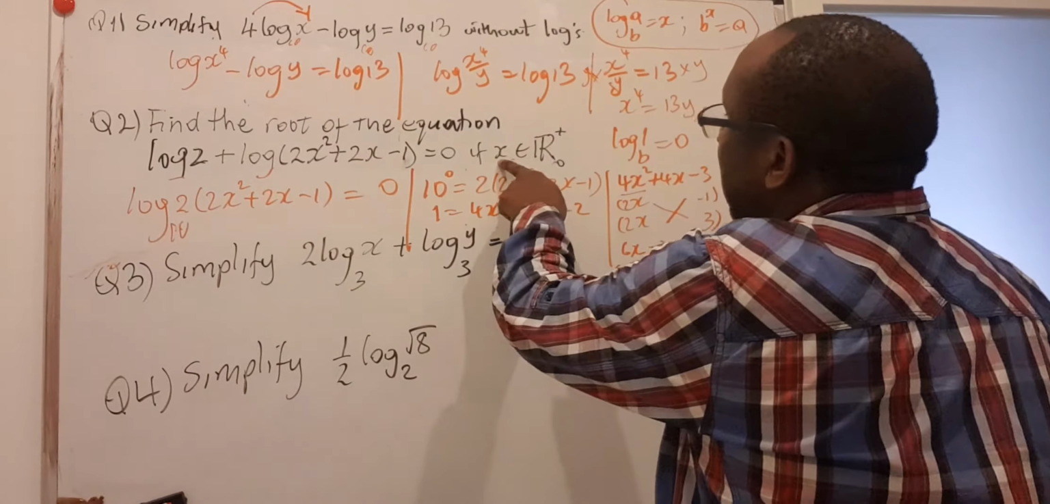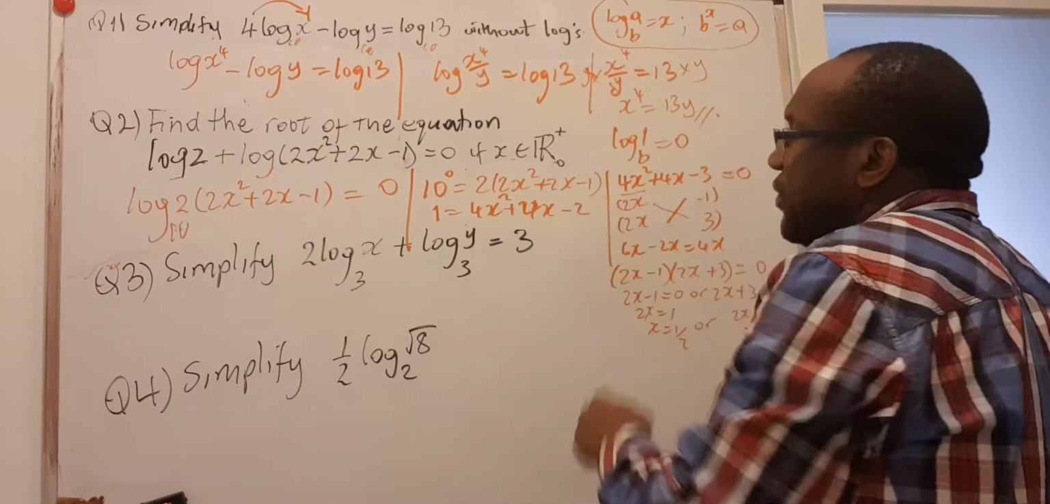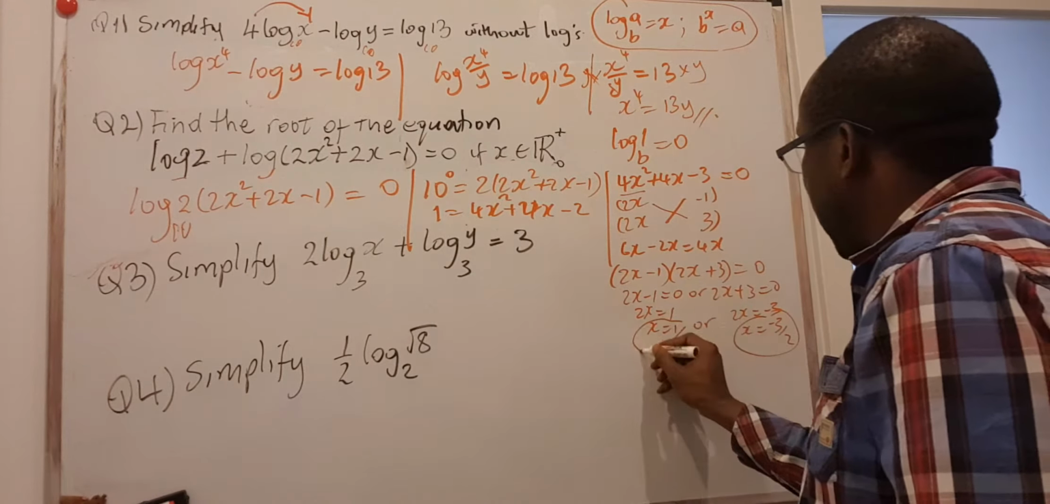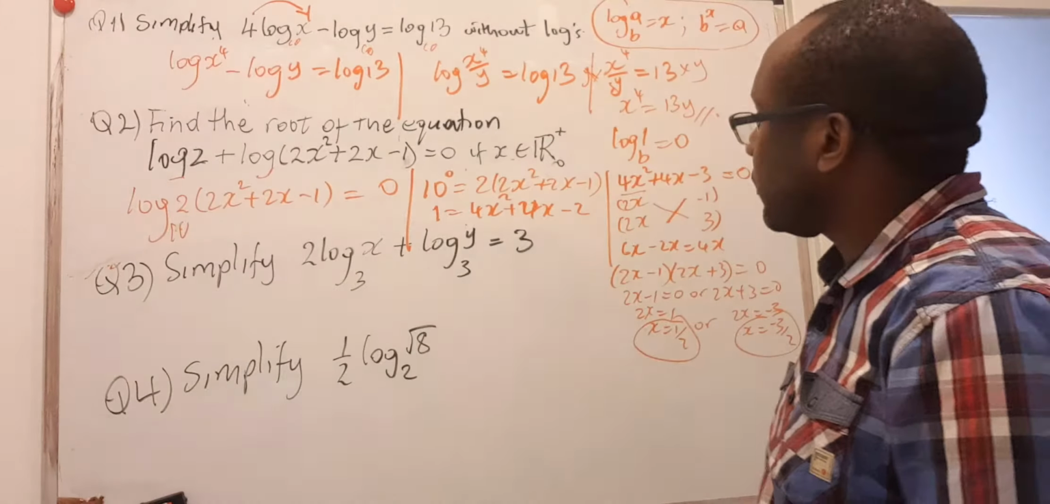But the equation indicated that x was an element of the real positive numbers. So it means it cannot be this. So this is not correct. So my x value is half.